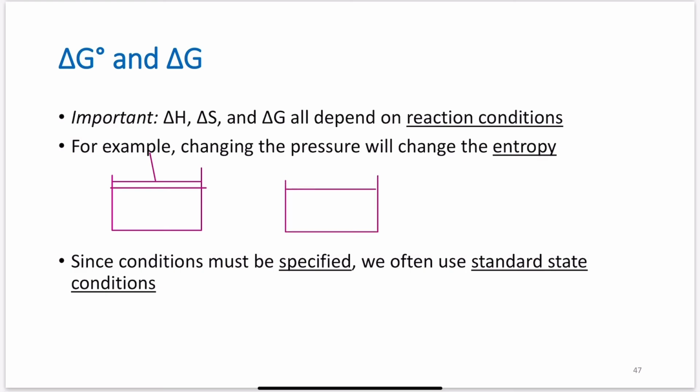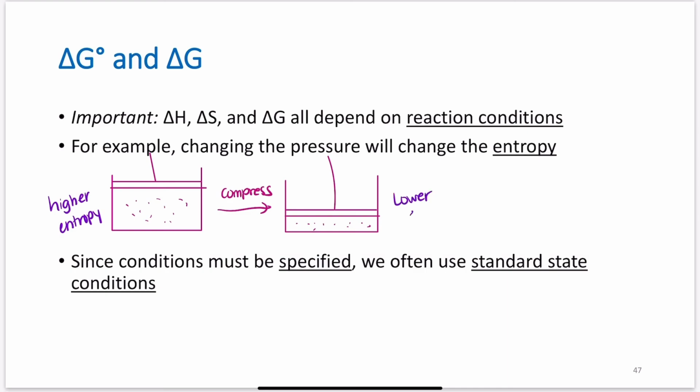If I have a system that I compress, so I've got gases here, I compress this. This has a higher entropy because the particles have more places they can be. This has a lower entropy because there's just fewer places for the molecules to be. Since conditions must be specified, we often use standard state conditions.